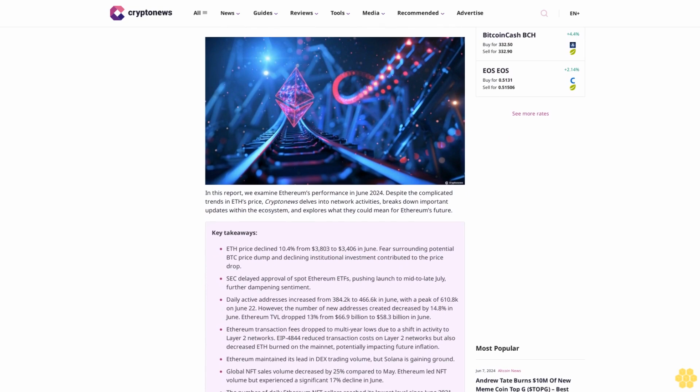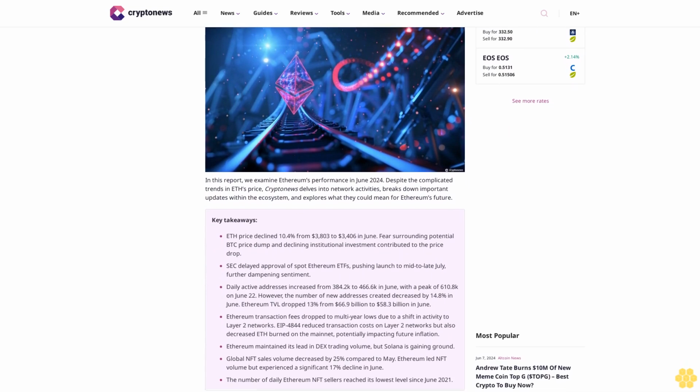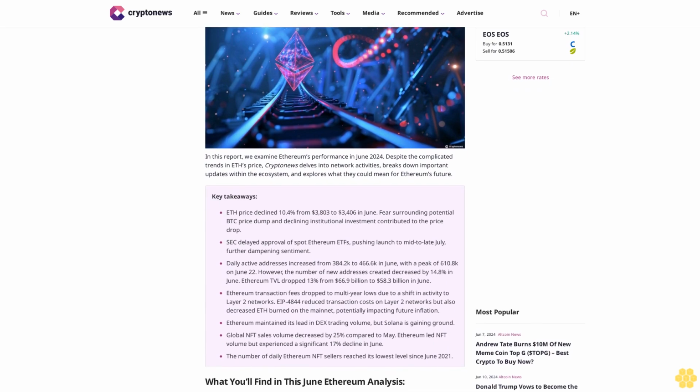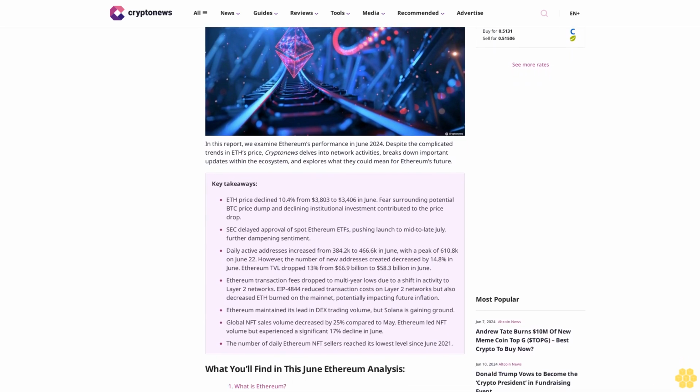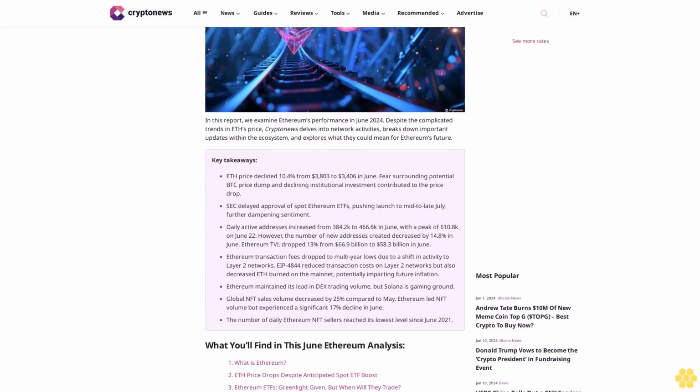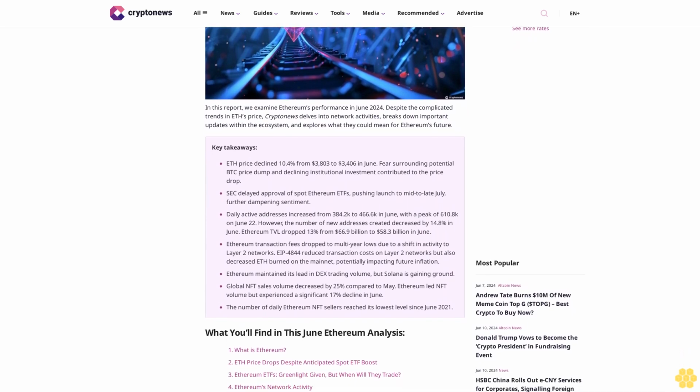In this report, we examine Ethereum's performance in June 2024. Despite the complicated trends in its price, Cryptonews delves into network activities, breaks down important updates within the ecosystem, and explores what they could mean for Ethereum's future.